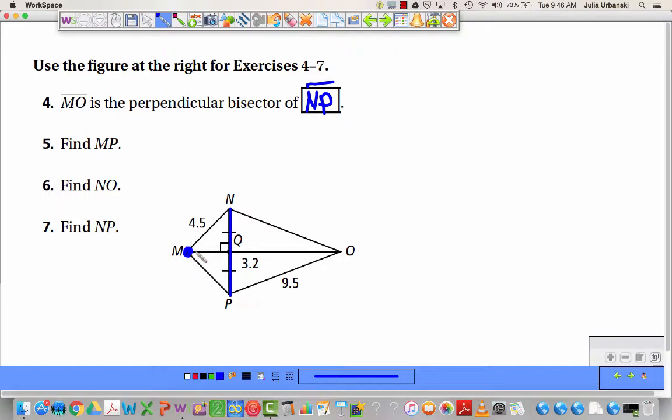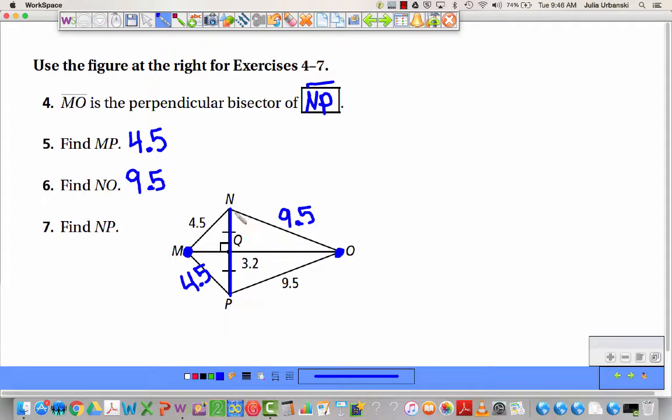This point M is on a perpendicular bisector, so it's the same distance from M to N as it is from M to P. So MP would be 4.5. Find NO. This point O is also on the perpendicular bisector right here. It's still perpendicular and that's still bisected. So the distance from O to P is the same as the distance from O to N, so that would be 9.5.